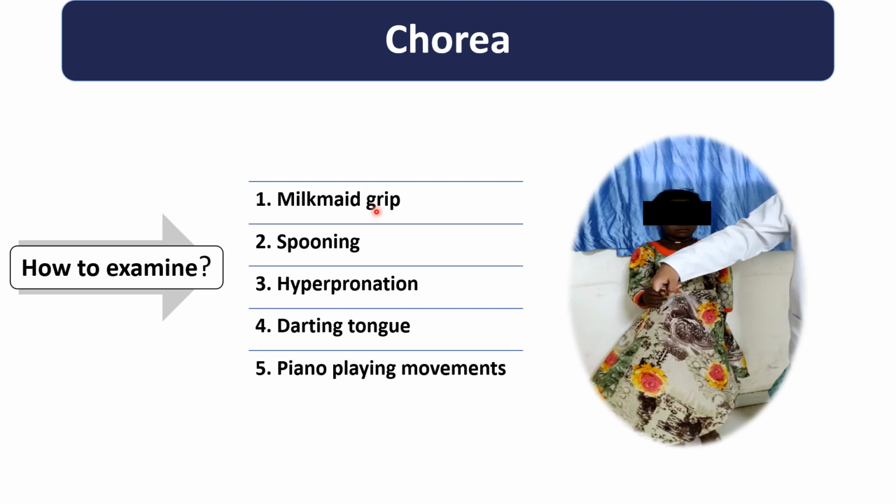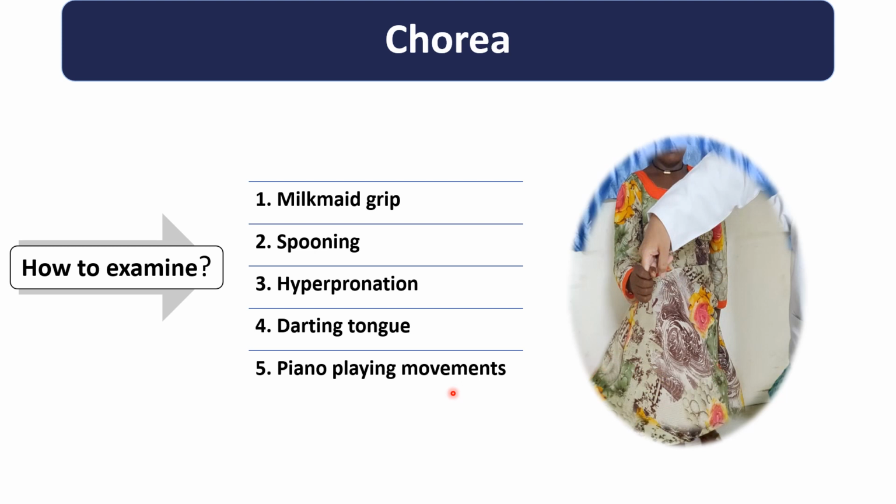There are various tests to elicit chorea, for example milkmaid grip, spooning, hyperpronation, darting tongue, and piano playing movement. In this image you can see I am performing the milkmaid grip. For this we have to tell the child to hold the finger, and the child will have constant twitching movement of the hand, and it is considered a milkmaid grip.